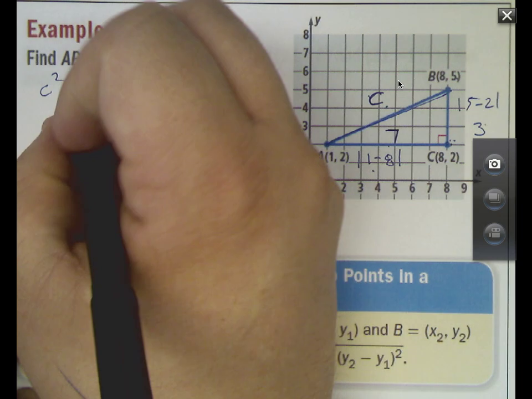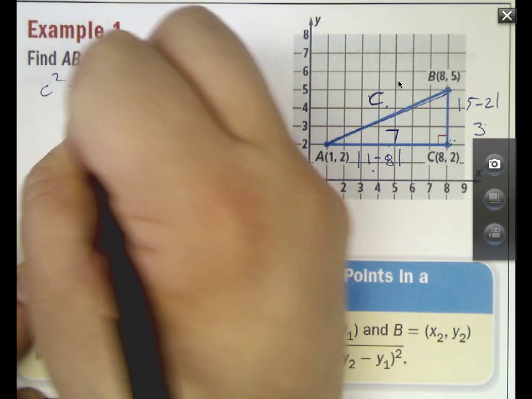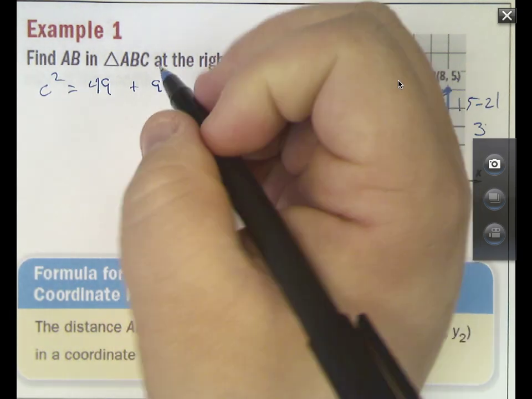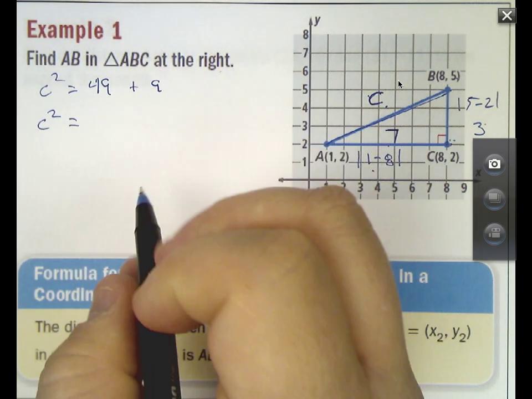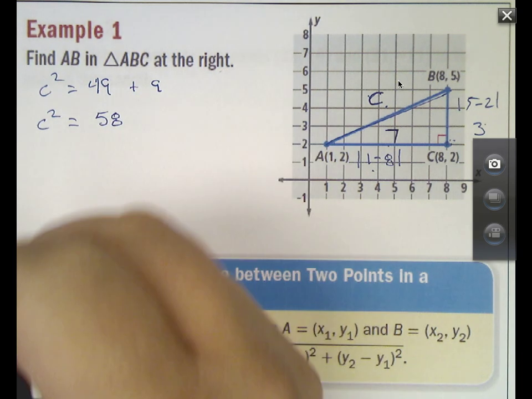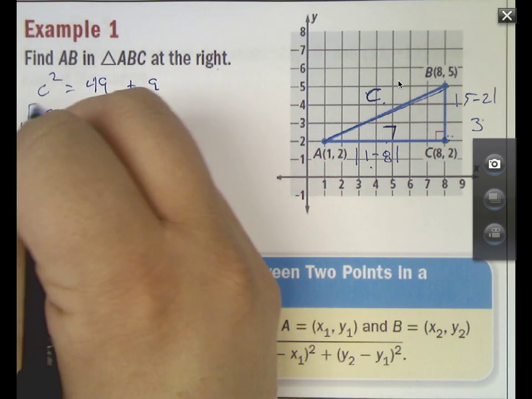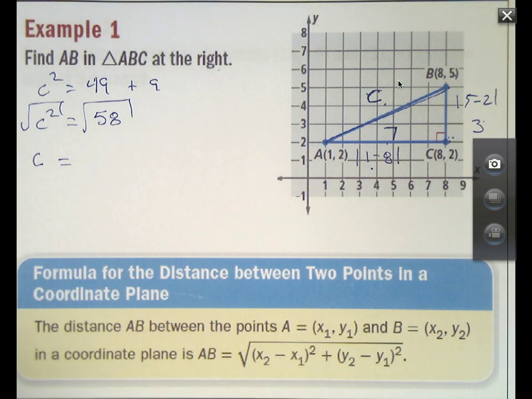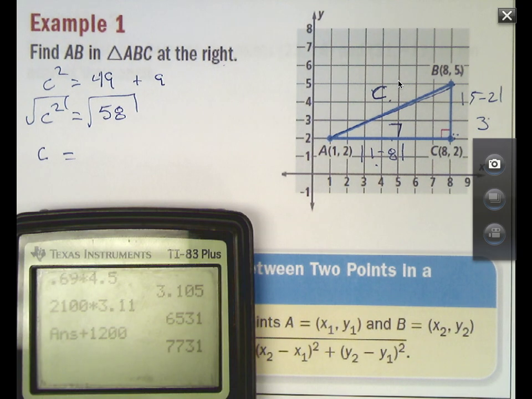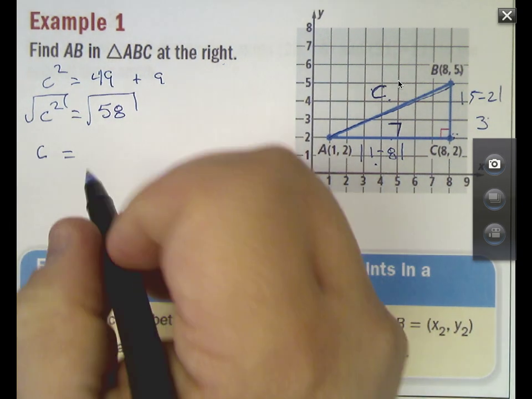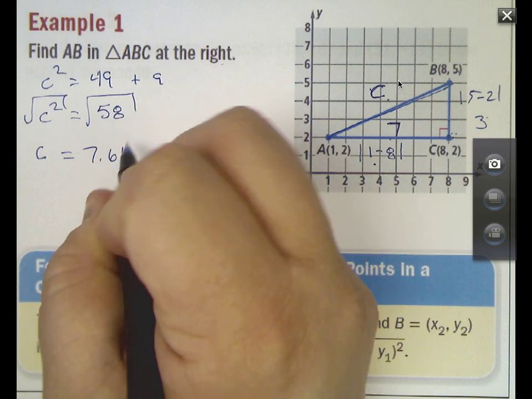So c squared equals 7 squared, which is 49, plus 3 squared, which is 9. So c squared is 49 plus 9, which is 58. And we know now c, take the square root. That's my exact answer: the square root of 58. If I want an approximate answer, the square root of 58 is equal to 7.61.